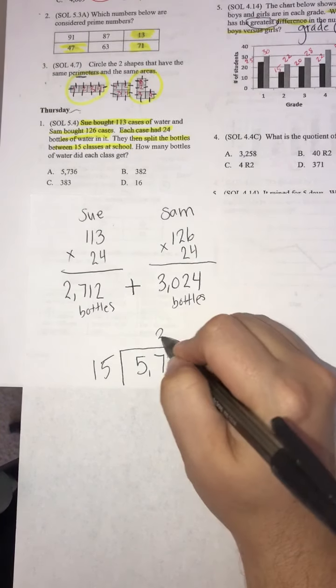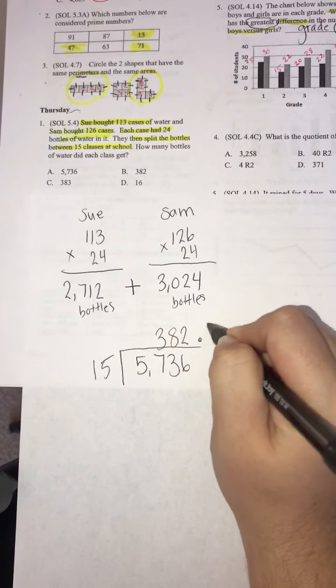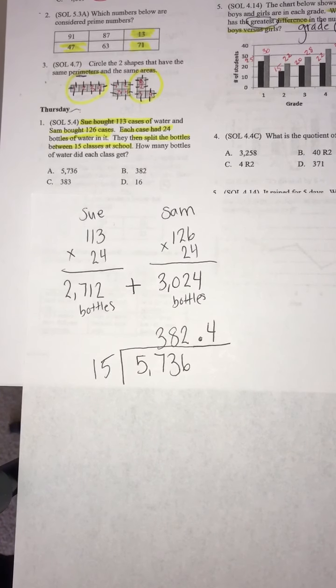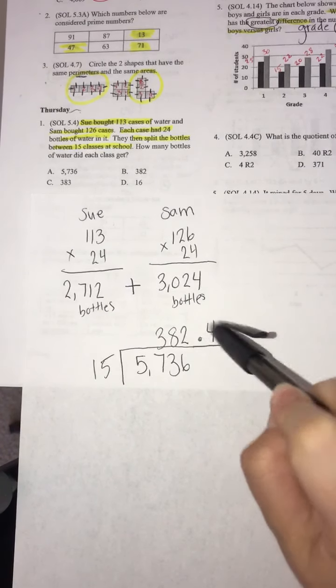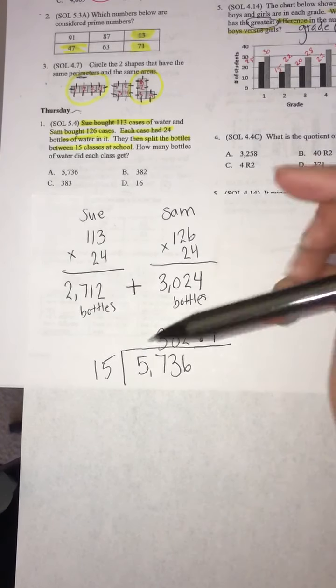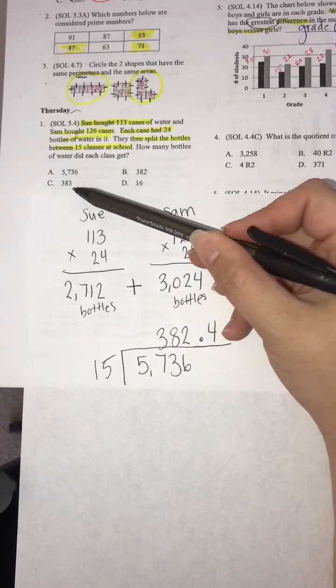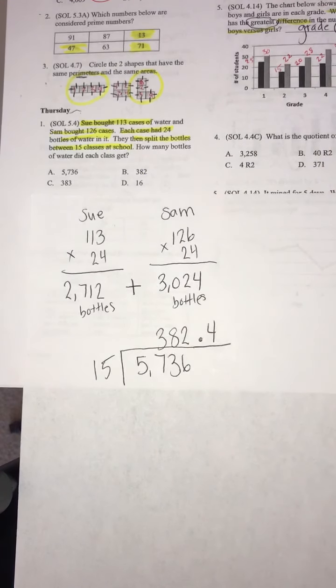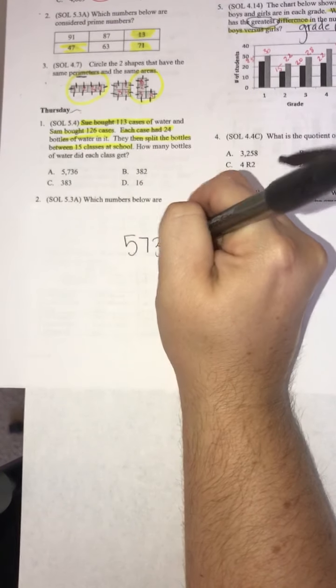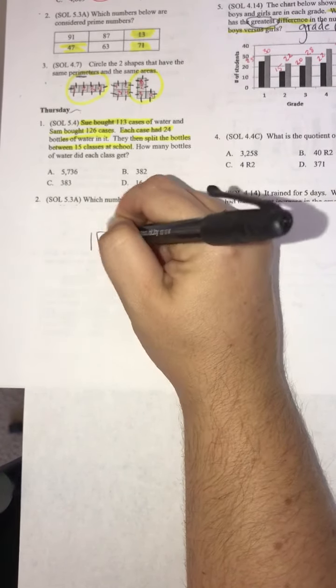And I got 382.4, and you can't have 0.4 of a bottle. So I'm going to do the math out to see if I'm going to give 382 or 383, okay? So let me give you some space here. 5,736 divided by 15, okay?